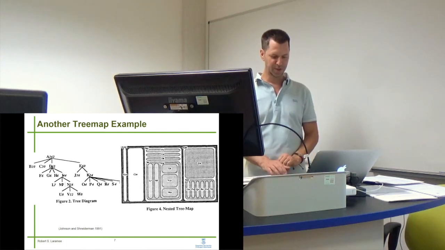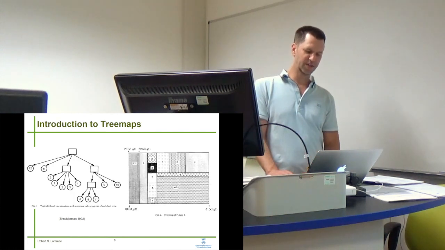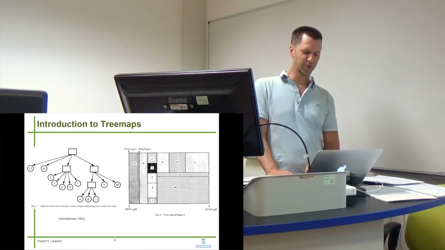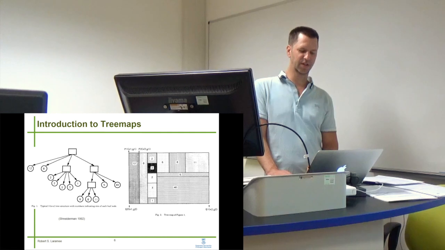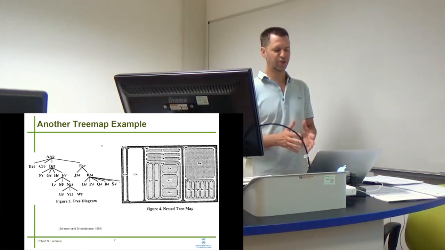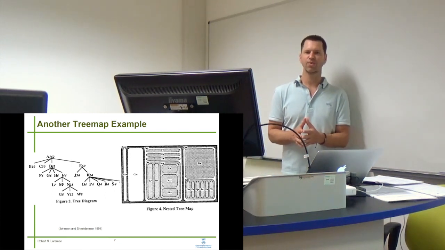Here's another example. In this example, we cannot see explicit internal nodes. I know what the internal nodes are because I understand tree maps. But the internal nodes are not made explicit here. We see explicitly the leaf nodes. Here's another example that shows the internal nodes explicitly.